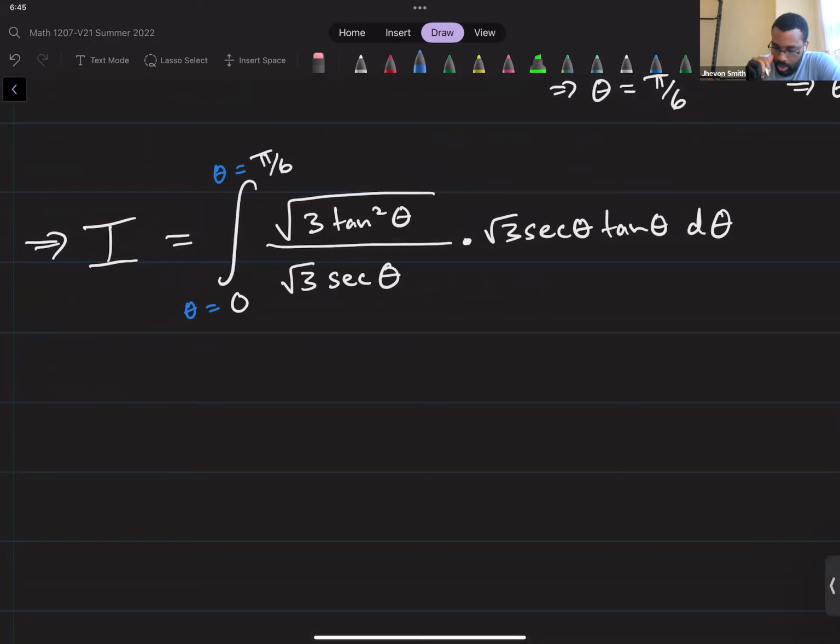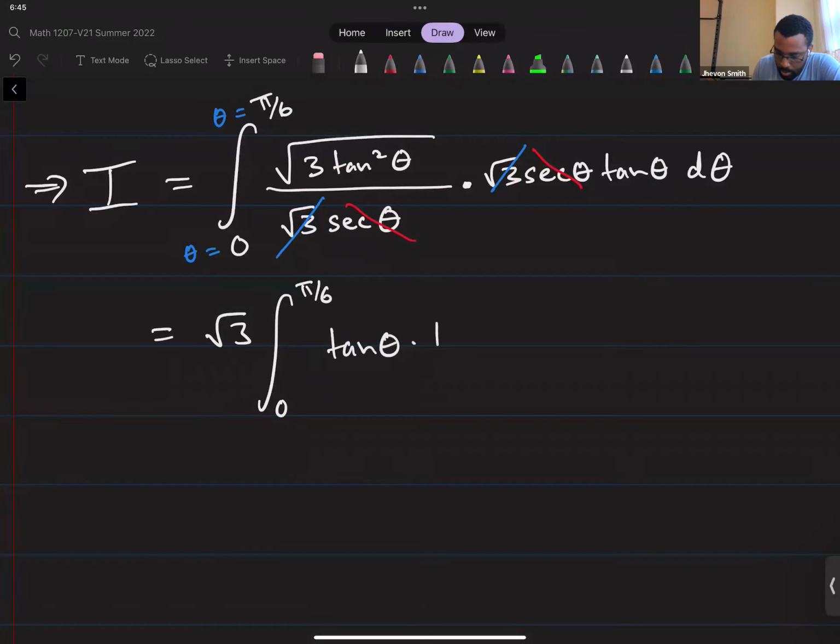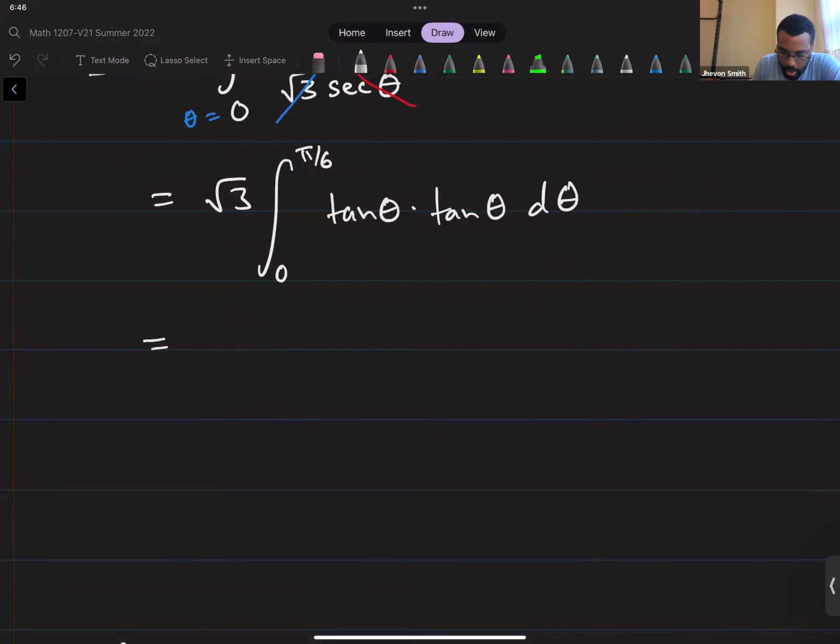Now we start doing some cancellation. So this cancels that. The secant cancels that secant. What I'm going to have left here is there's going to be a rad 3, and there's going to be a tangent left over. So in other words, I end up with rad 3 integral from 0 to pi over 6 of tangent squared theta d theta.